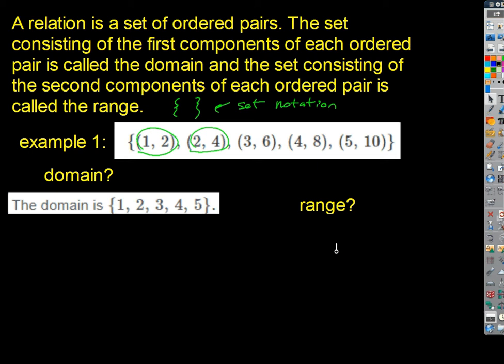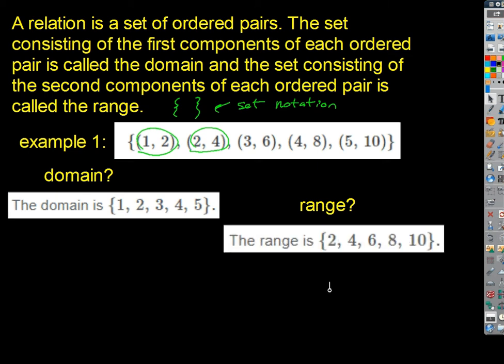So what about the range? The range is the set of all the output values, so the y values. What's that going to look like? 2, 4, 6, 8, 10. Yeah, it's just going to be the set of the values 2, 4, 6, 8, 10. So the domain's always going to be the x? Yes. Domain's the set of all the x values, range is the set of the y values.